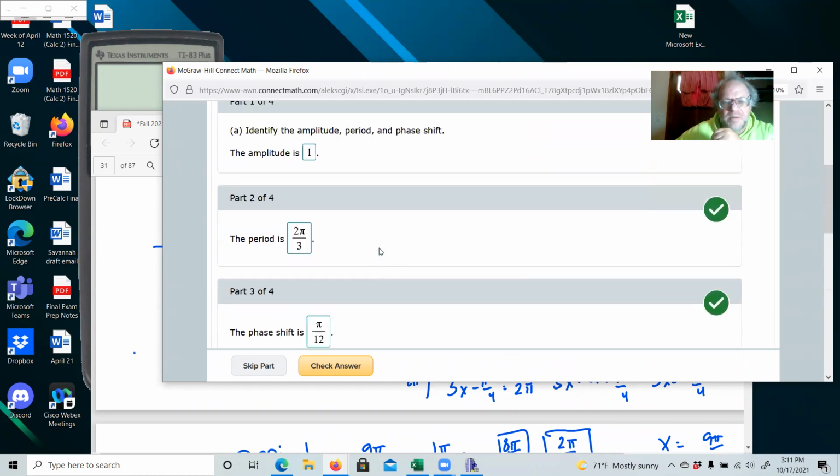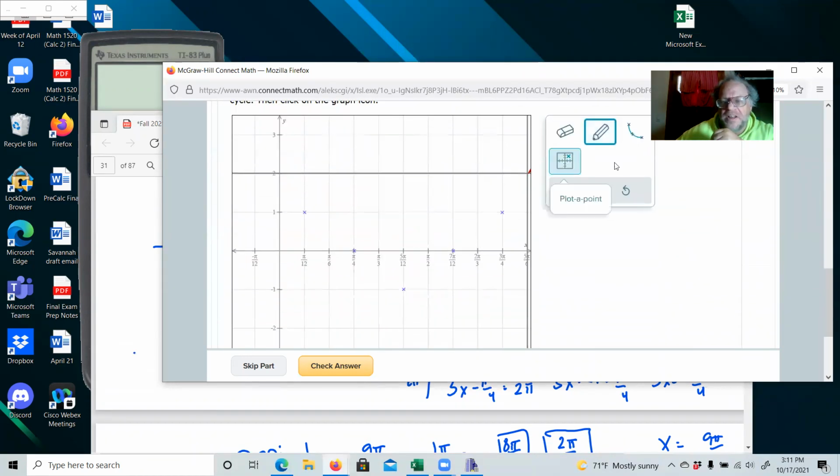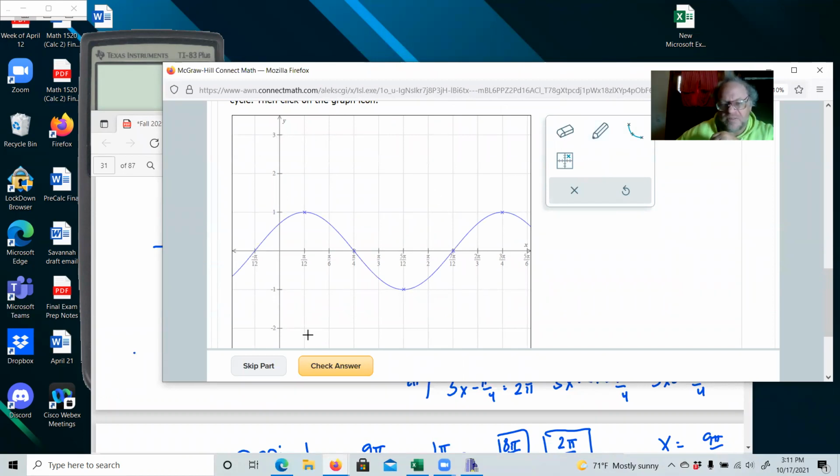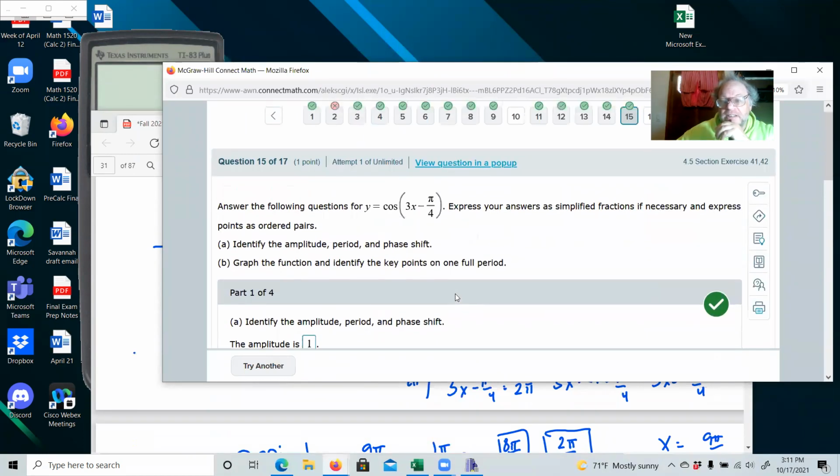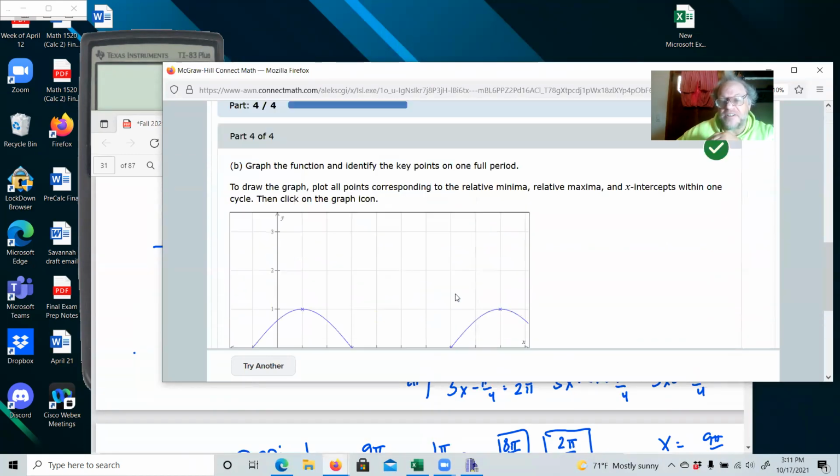Right, double check to make sure my period is correct. It is, we're good. Go ahead and graph our function. Okay, they're going to do a little bit more, that's fine. Check our answer, call it good. Okay, and say that's it. That's a pretty involved problem though. Okay, but that's the kind of thing I would ask you to do.